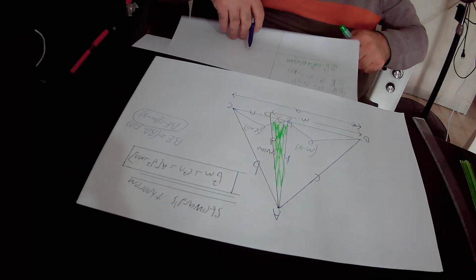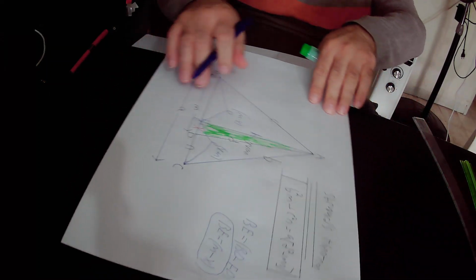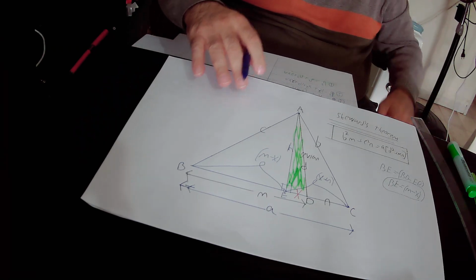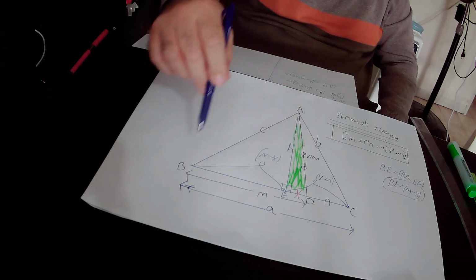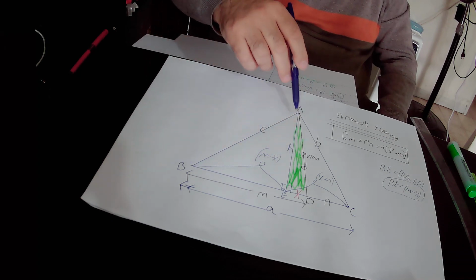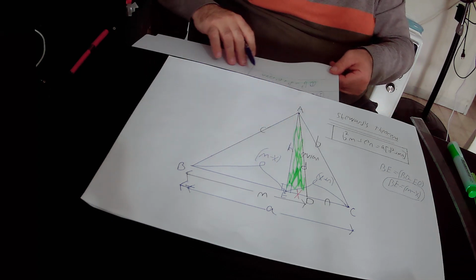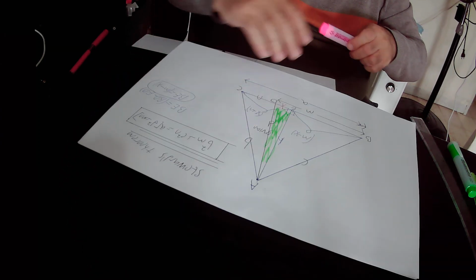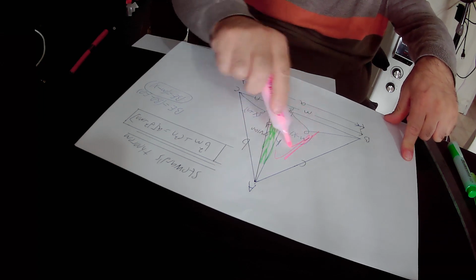In the next step, we'll implement the Pythagoras theorem on the right triangle AEB. This is the right triangle AEB. So we'll implement the Pythagoras theorem on the right pink triangle, triangle AEB.